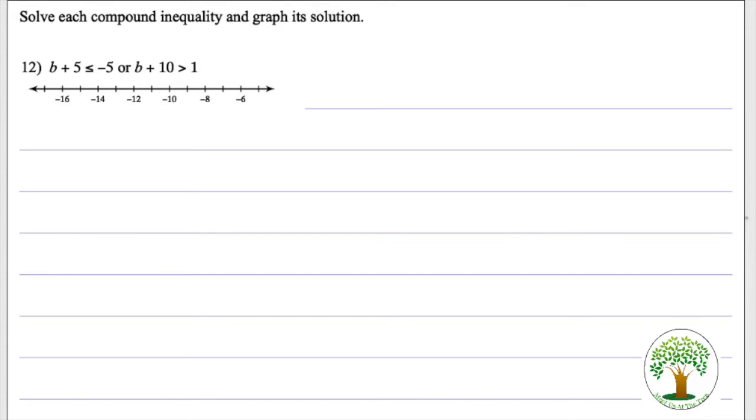This is an or graph, so you might already know which direction its graph is going to go. Let's find out what numbers need to go on there. For this particular one, we're going to move that 5 over to the other side by subtracting. So we'll have b is less than or equal to negative 10. We're going to move that 10 over by also subtracting, and we're going to get b is greater than negative 9. So we have two numbers to put on, a negative 10 and a negative 9.